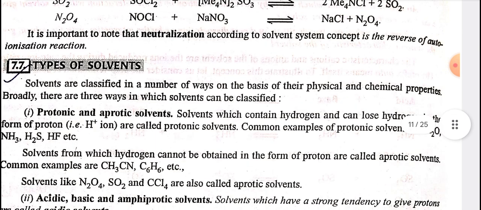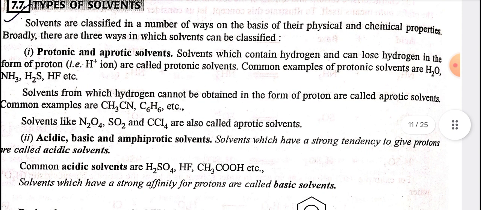Now again coming on to the types of solvents. Solvents are classified in a number of ways on the basis of their physical and chemical properties. Broadly, there are three ways in which solvents can be classified. First, protonic and aprotic solvents. Solvents which contain hydrogen and can lose hydrogen in the form of a proton are called protonic solvents. Common examples of protonic solvents are water, ammonia, H2S, and HF.